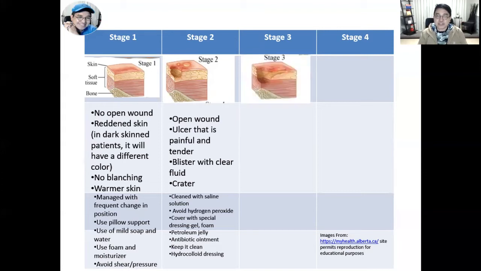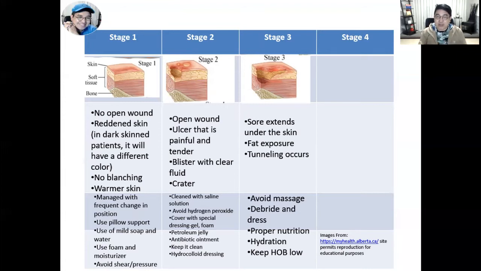Okay, so stage three, this time the sore extends under the skin. So there's going to be fat exposure and tunneling occurs. When you say tunneling, the pus that could be underneath the skin is going to bore a hole into the adjoining or surrounding tissues, and that's when a tunnel is created. Okay, so when you have a stage 3 pressure ulcer, you have an opening, so avoid massaging the area. Of course, it needs to be debrided and then eventually dressed.